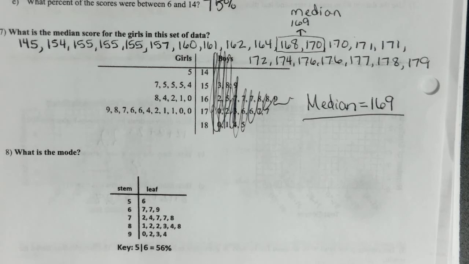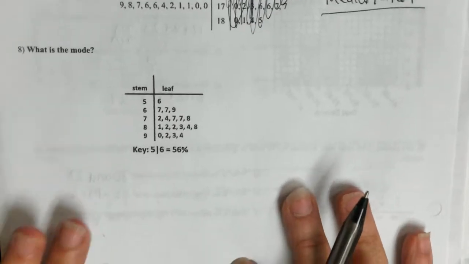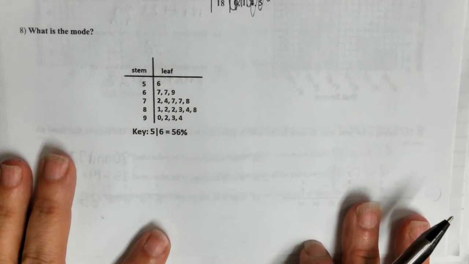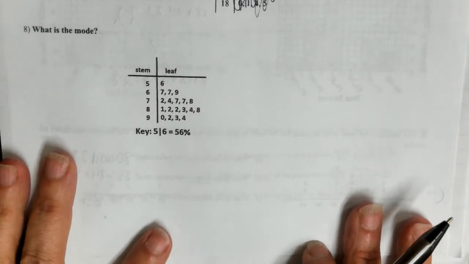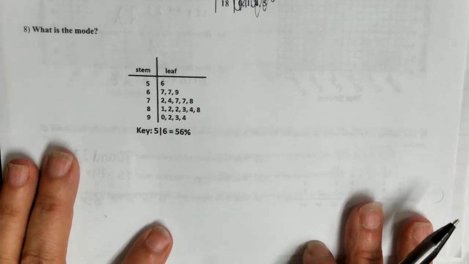Okay, now, looking at the next one. I like this because they didn't even have you create one. They just had you look at it. They're wanting you to tell me what is the mode of this stem and leaf. Mode means most. Which one repeats the most? 7. Wait, no.